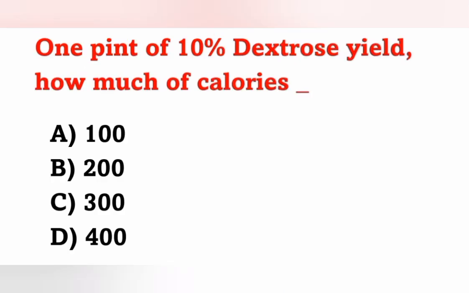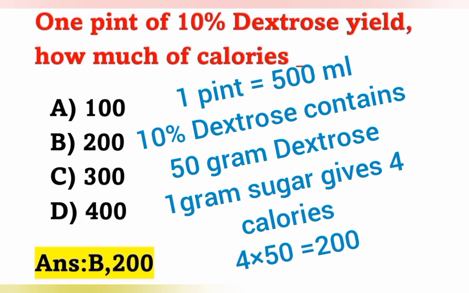Move on to the next question. 1 pint of 10% dextrose yield how much calories? Options: option A 100 calories, option B 200 calories, option C 300 calories, and option D 400 calories. 1 pint of 10% dextrose yield 200 calories. Option B is the correct answer.